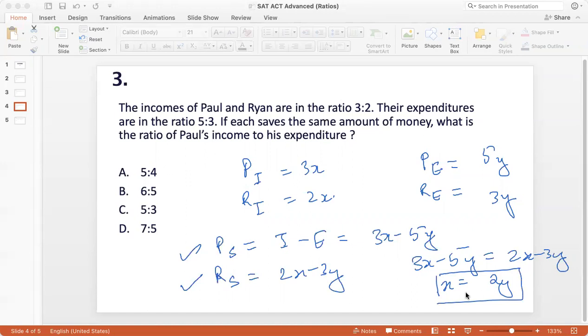Now, what is the ratio of Paul's income to his expenditure? So Paul's income to Paul's expenditure is 3x over 5y. But we know that x is 2y, so the numerator becomes 6y to 5y. The y is cancelled, so the answer is 6 is to 5. Option B.